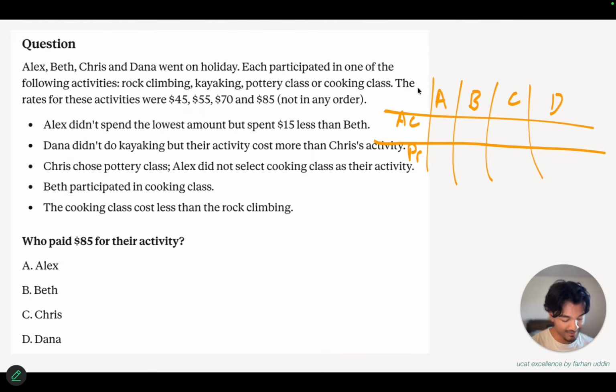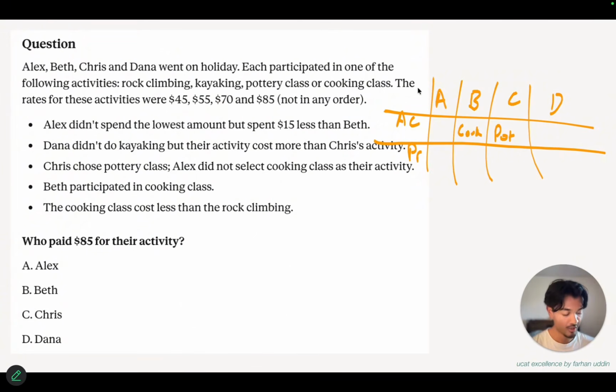Dana didn't do kayaking, but their activity cost more than Chris. Again, can't do much. Chris chose pottery. Okay, so there is our first piece of concrete information. We can put pottery in the activity section there. Alex did not select cooking as their activity. Cool. Beth participated in cooking, so we can put cooking here. And the cooking class cost less than rock climbing.